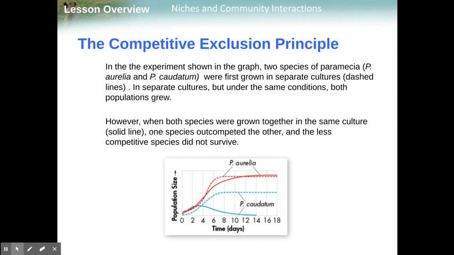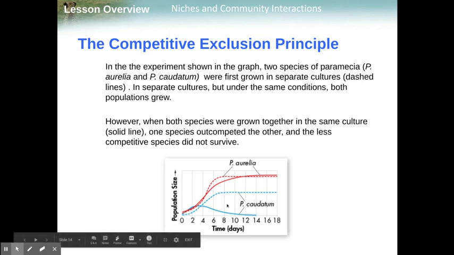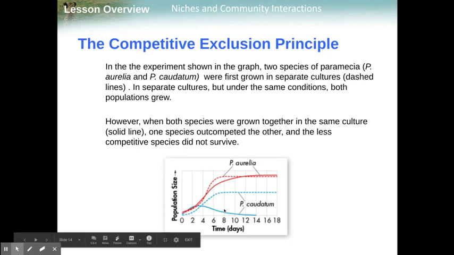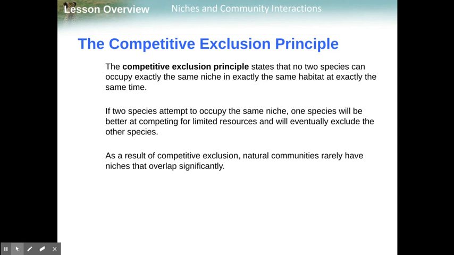And we see their population size increase to a point and then level off around day 8. Okay, now the dotted lines represent when they are grown separately. However, when they grow them together, we see in this solid line that Paramecium aurelia outcompetes Paramecium caudatum, causing caudatum to go extinct by day 14. So this leads us to the competitive exclusion principle.